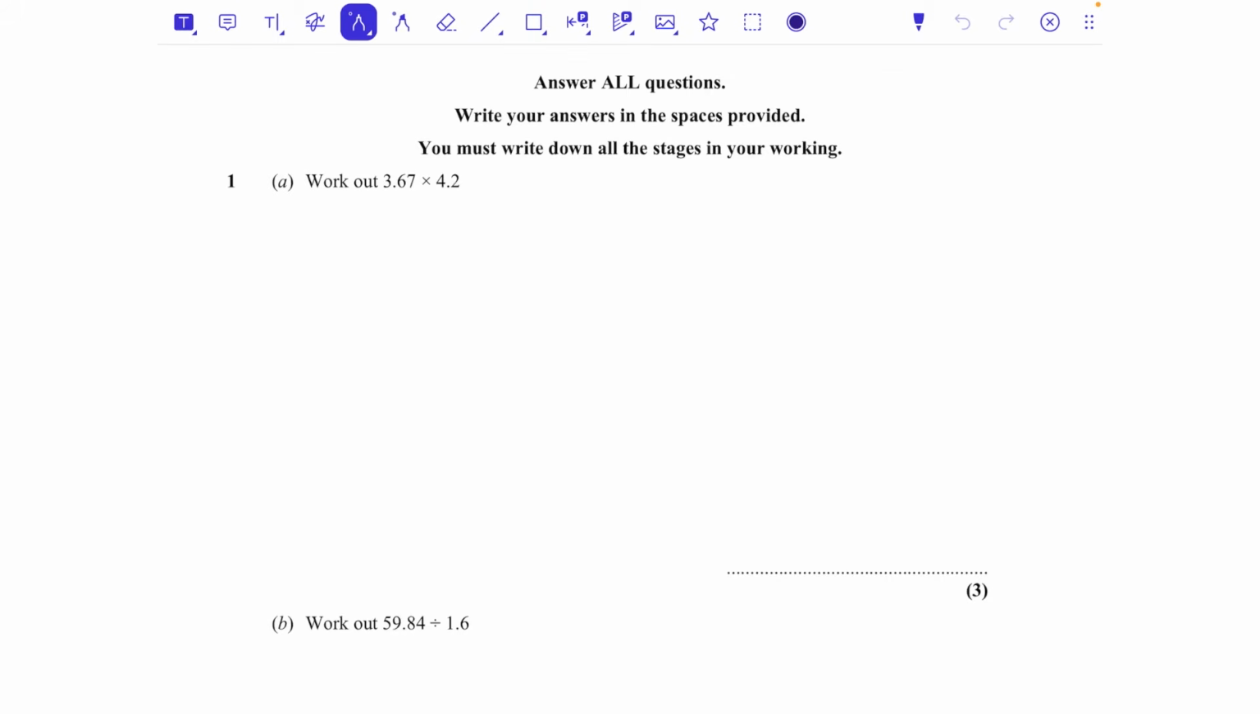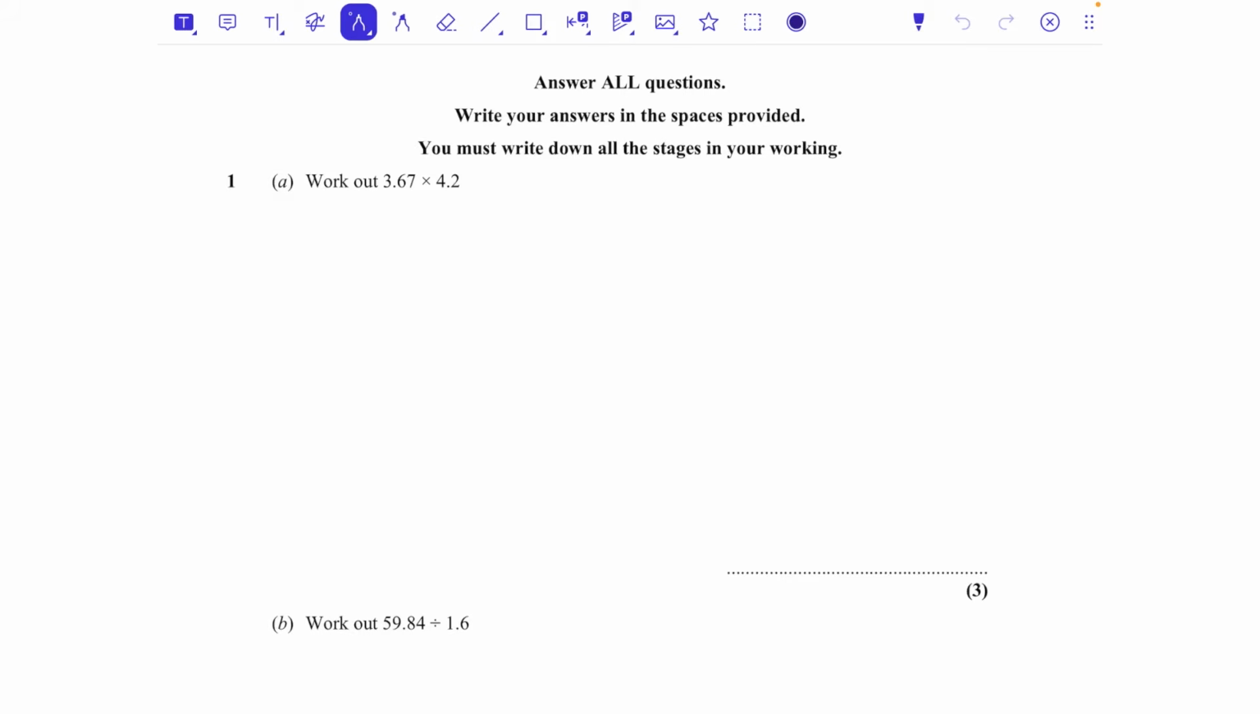Question number 1, work out 3.67 times 4.2, a really classic non-calculator question. Now I'm going to do this one of two ways. I'm going to show you both of those methods, and you need to pick one of these, decide which one is right for you. But by all means try it both ways, just see which one you prefer.